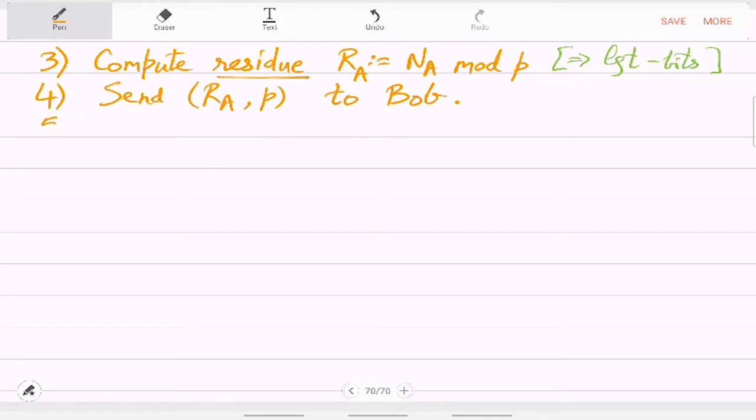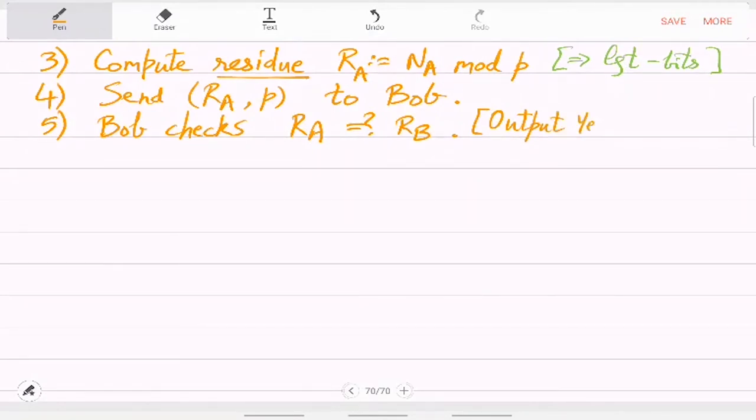And then Bob checks whether RA is equal to RB. Bob can do that because Bob has the prime number P, and he obviously has the file B. So he computes this integer NB, finds the residue mod P, and checks whether the residue is the same. So you output yes if and only if RA is RB. Right, that's the output. If RA and RB are different, then clearly the files were different.